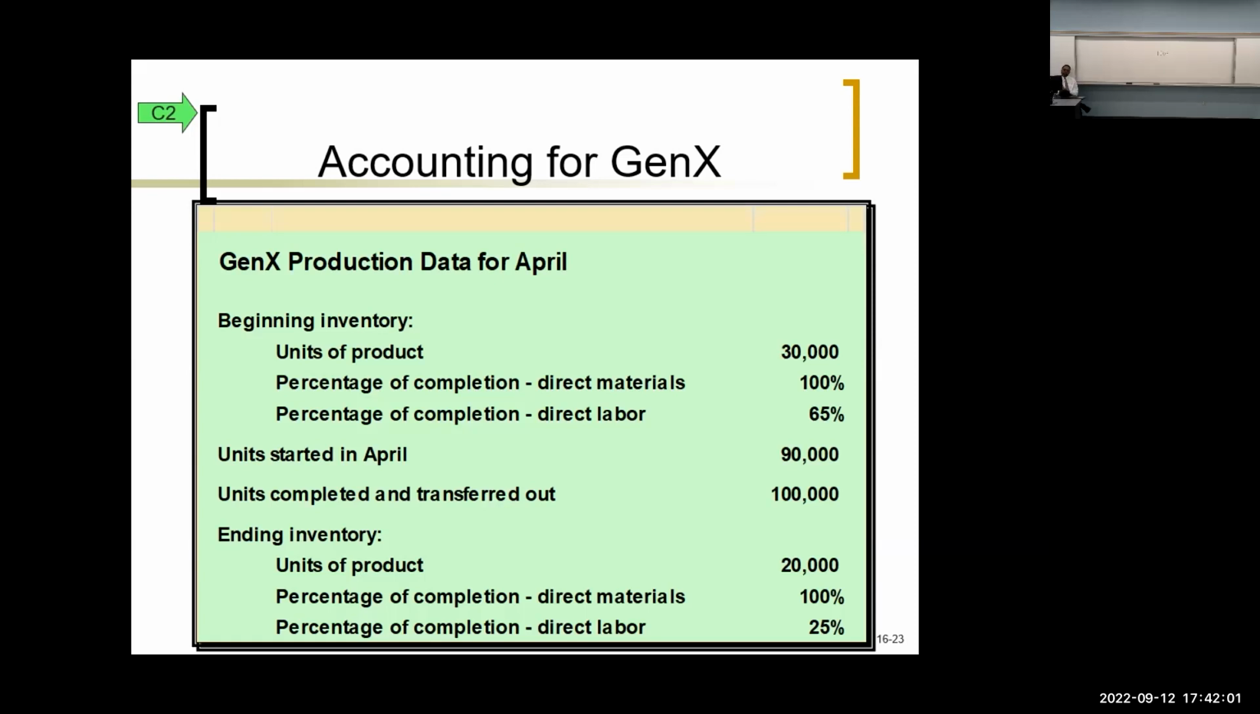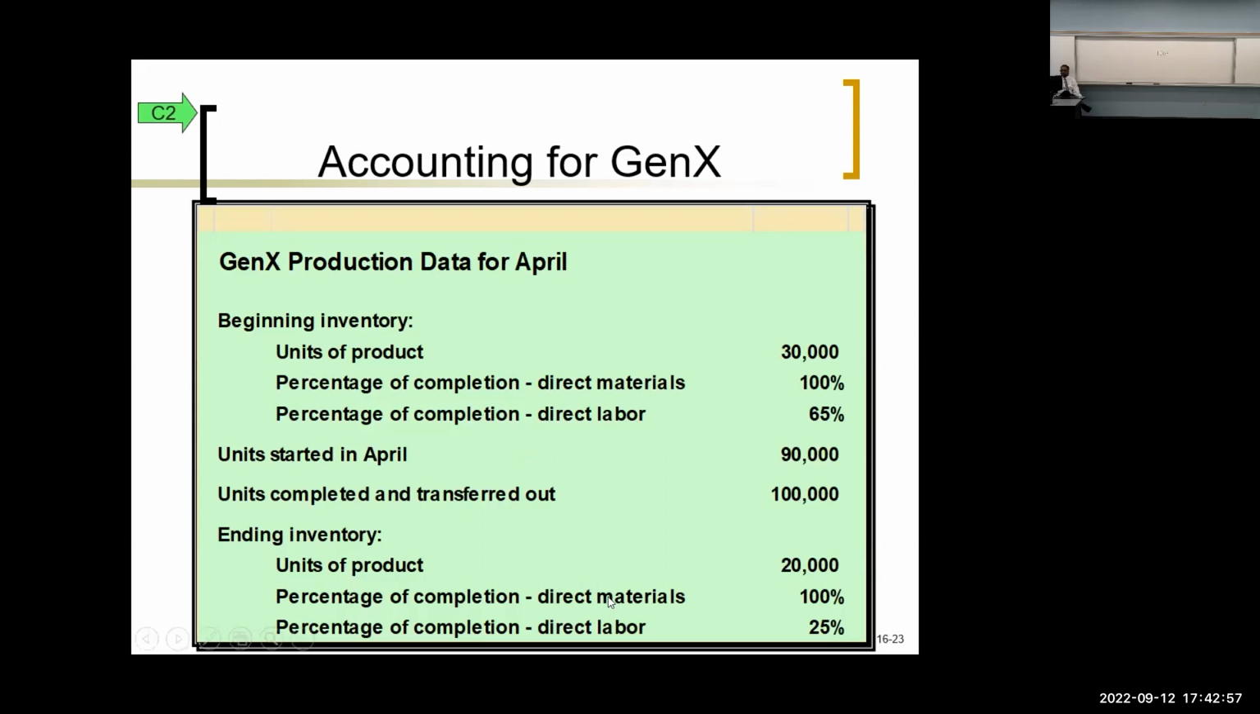So here you've got a production data report. Beginning inventory is 30,000 units of product. They were 100% complete as far as direct materials and 65% complete when it comes to direct labor. That's going to be important in a second. That goes back to the EUP idea. Units started in April are 90,000. Units completed and transferred out are 100,000. If a product is complete and transferred out, then it is 100%. It has 100% of the direct materials and 100% of the direct labor already in it. Is everybody with me with that? That's going to be key in a second.